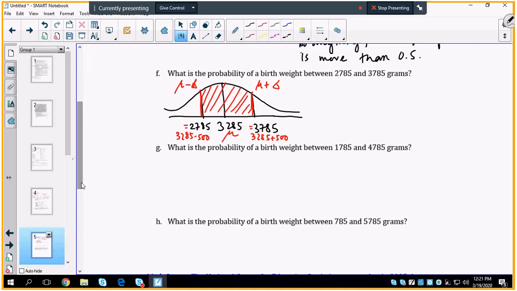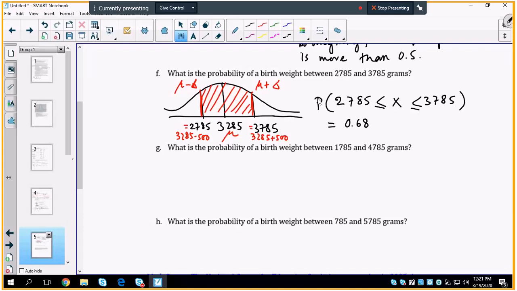I will say that the probability that I am between 2785 and 3785 is equal to 68%, in terms of probability 0.68. And that answers my question. Now I have used strict inequality. If you want, you can put the less than or equal to; it will not change any further information. What is the probability of a birth weight between 1785 and 4785?